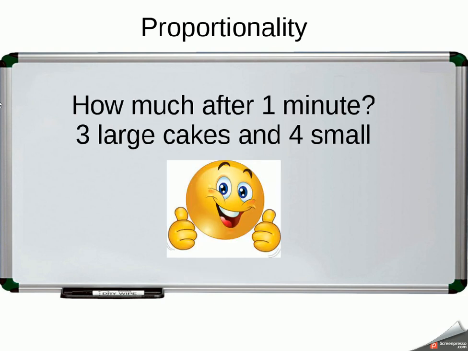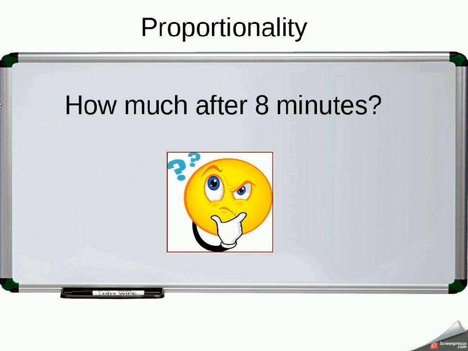proportion to each other. So from that, if we know that they are increasing proportionally, maybe it's done on a factory line so that it's done by machines and the timing doesn't change, we can work out how much is made after 1 minute. That there are 3 large cakes and 4 small cakes. But from that then, we can work out how much is made after 8 minutes. Now, if the ratio is changing, we wouldn't be able to do that. We can't predict what's happening.